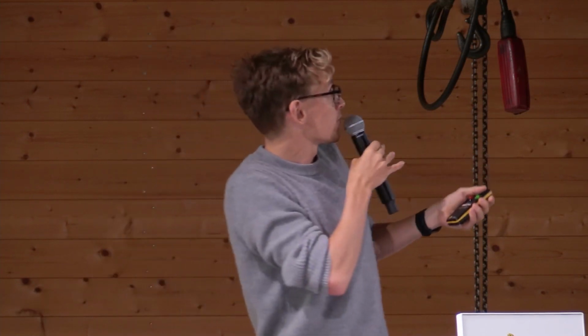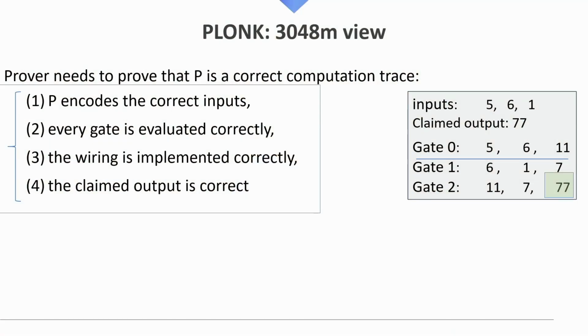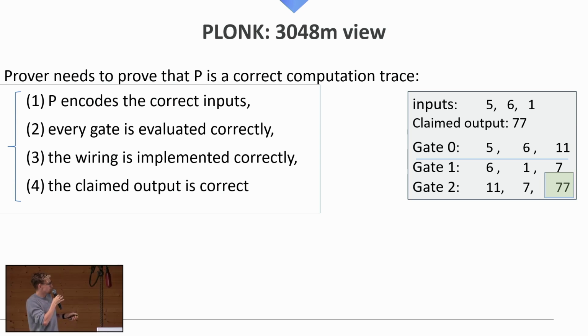So the 10,000 feet or 3,048 meter view of how this proof system works is that the prover encodes the computation, and we need to prove 4 different things. The first thing that we need to show, given this polynomial, is that the prover encodes the correct inputs, so that in the first row, these inputs correspond to 5, 6, and 1. The second thing is that every gate is evaluated correctly. So that, for example, here, this is a correct addition gate, that 6 plus 1 is equal to 7.